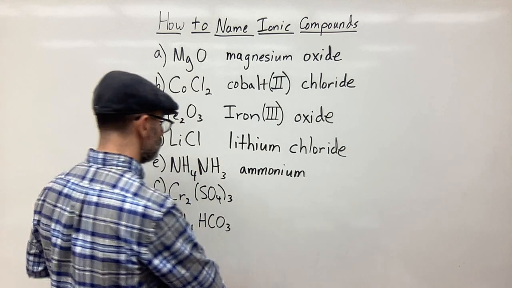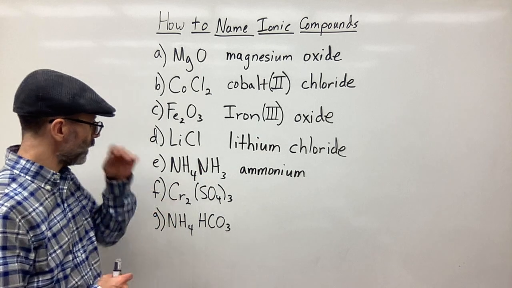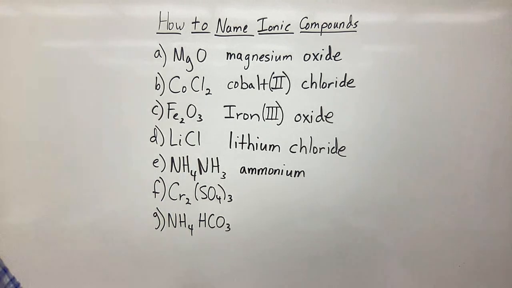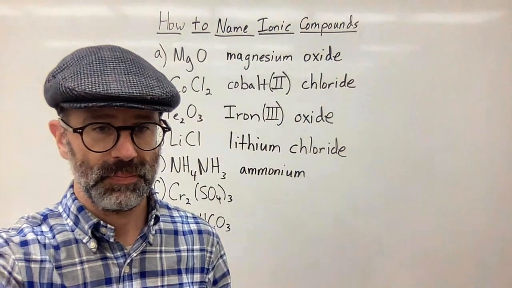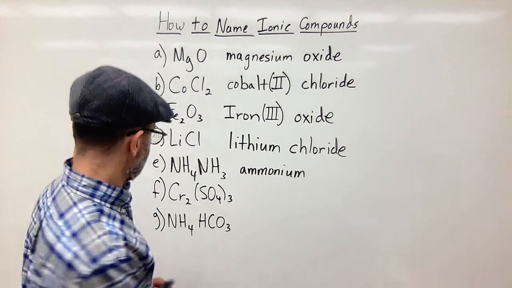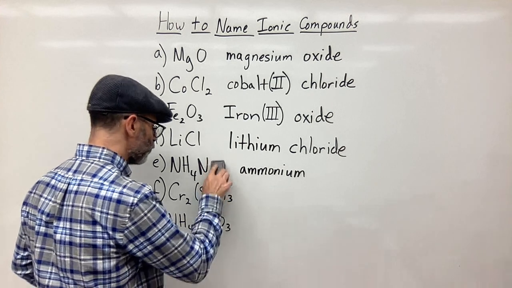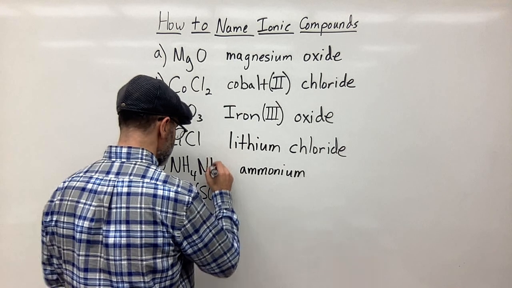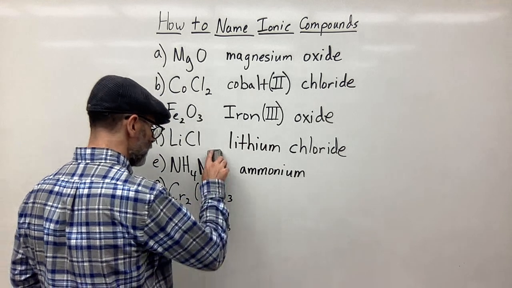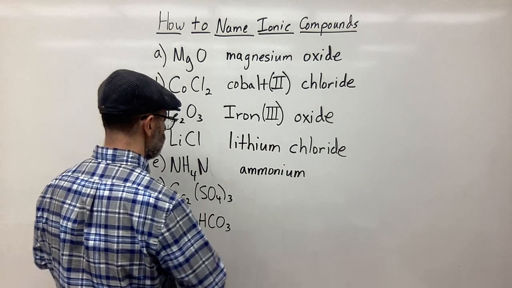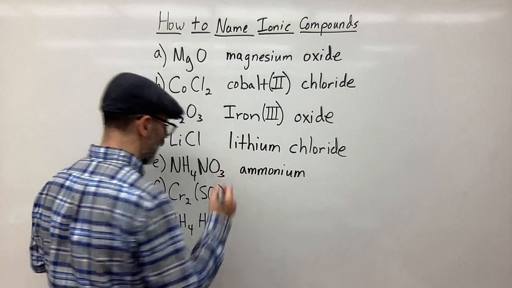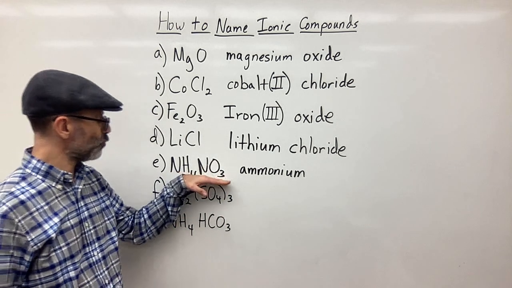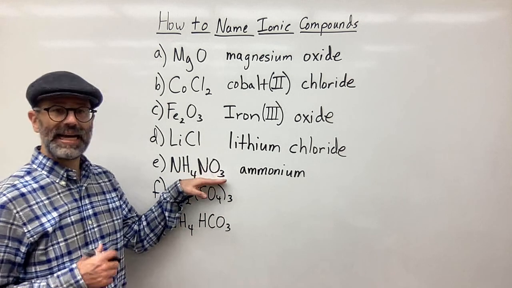And then the second ion is NH3. No, that's not right. Hold on a second. Let me double check. That's supposed to be NO3. I was going to say that's not even an ion. NH3 is not even an ion. It's ammonia. So NO3, that's much better. So NO3 is nitrate. So it's the nitrate ion.